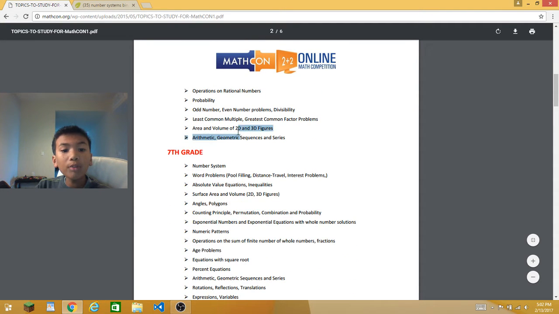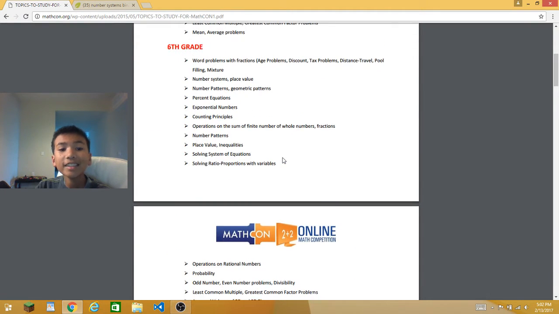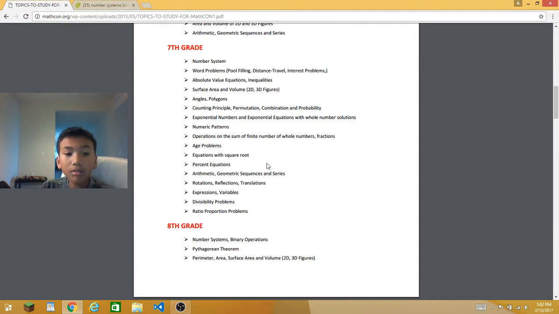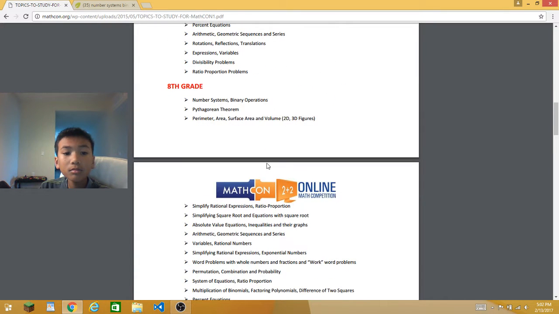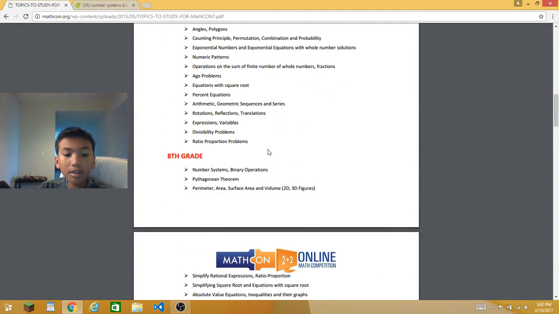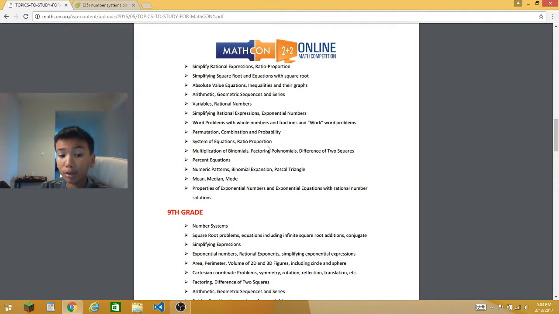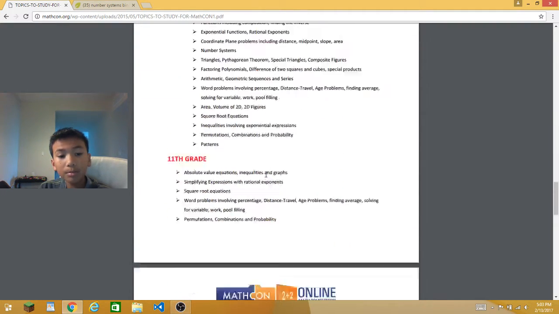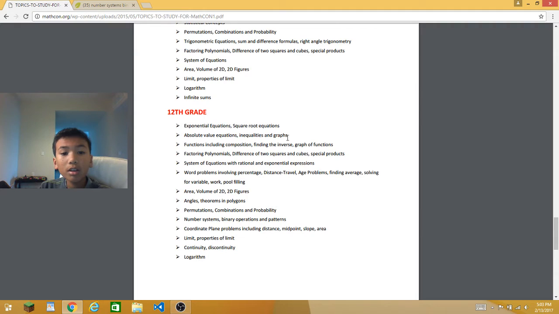Area and volume of 2D and 3D figures. Least common multiple, greatest common factor. And this is 6th grade. I easily know that stuff. Pythagorean theorem. Pretty cool. 12th grade exponential, blah blah blah. Area and volume of 2D. Oh, volume of 2D is probably hard. Okay, area. This is 12th grade.